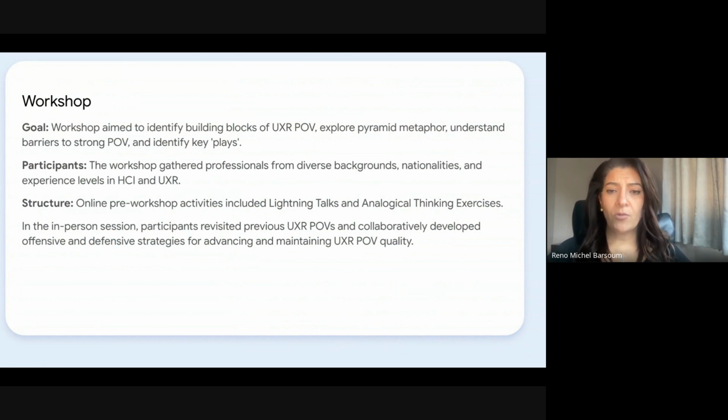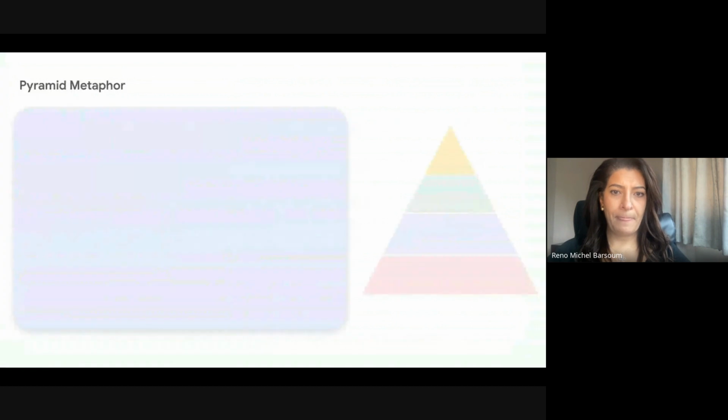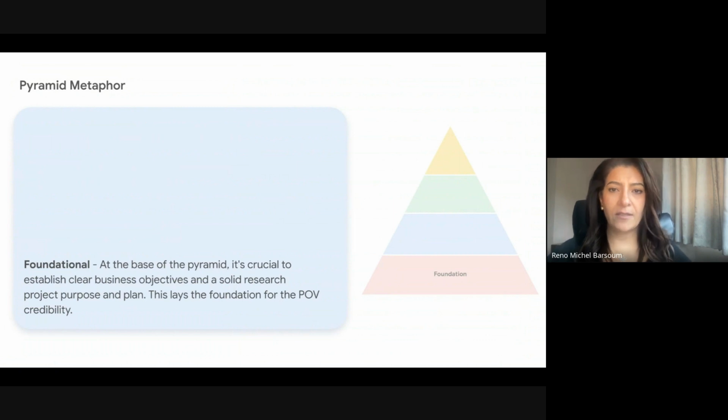The outcome was a substantial collection of potential playing cards for the UX research point of view playbook. So the pyramid serves as an apt metaphor for structuring our user experience point of view. Its progressive shape mirrors the iterative process of building a strong point of view. The foundation of UX research point of view lies at the basis of the pyramid.